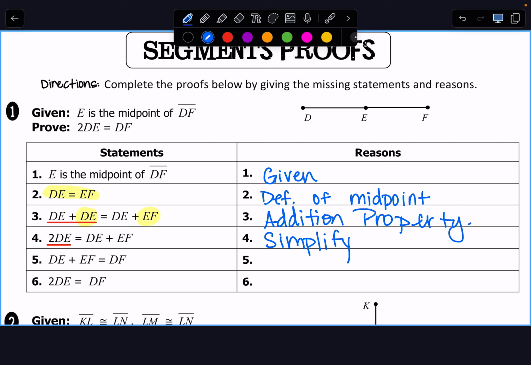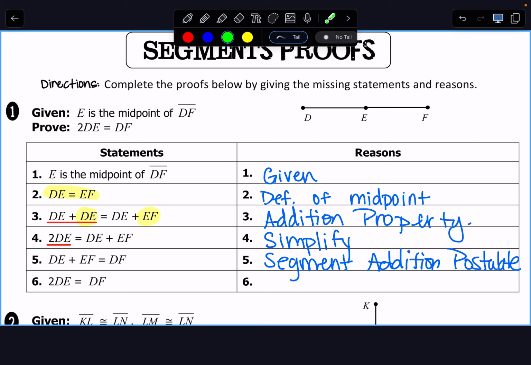Subtraction. Subtract. So the subtracting one. Is it the segment addition property? The segment addition postulate says that segment plus segment equals the whole segment. There it is. So DE plus EF equals DF.